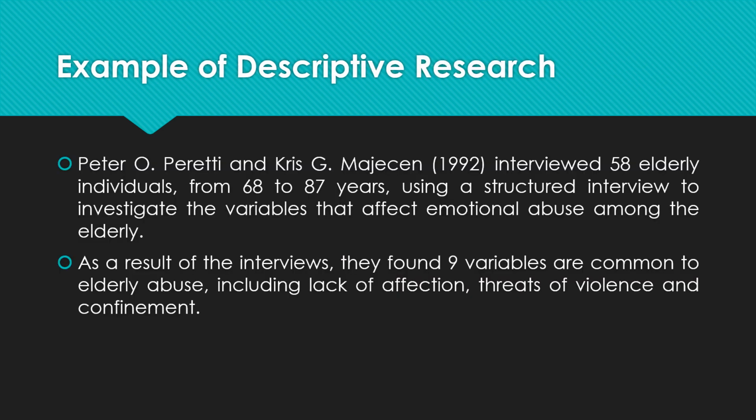One example here: one research interviewed 58 elderly individuals from 68 to 87 years old using a structured interview to investigate the variables that affect emotional abuse among the elderly. As a result, they found nine variables common to elderly abuse, including lack of affection, threats of violence, and confinement. So that means they are describing the present situation.